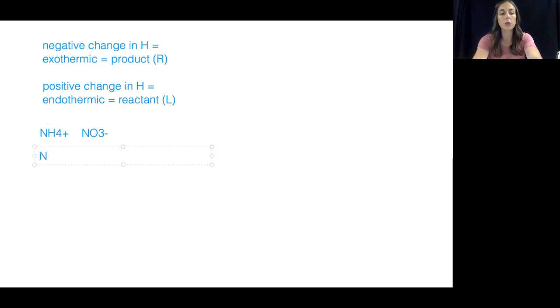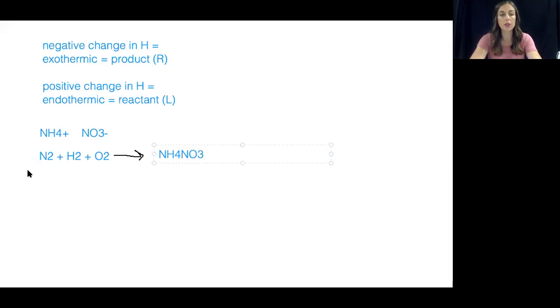Okay, so I have nitrogen, which is a diatomic molecule. So N2 plus, I have hydrogen, also a diatomic molecule. And I have oxygen, also a diatomic molecule. So N2 plus H2 plus O2. And that's going to be forming NH4NO3, okay? That's my product.